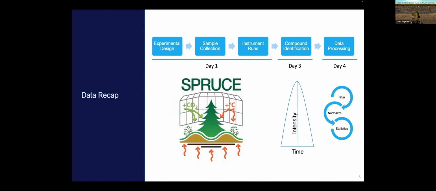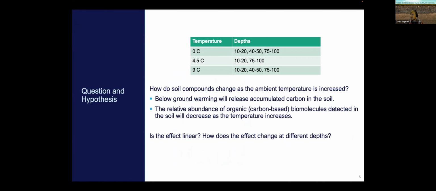Those are things we typically look for: specific biomolecules with a differential abundance, in this case. So back to your data sets with SPRUCE, you've got 3 temperatures at 0, 4.5, and 9 degrees Celsius, and you've got multiple depths: 10 to 20 meters, 40 to 50 meters, 75 to 100 meters. You'll notice that we don't have the 40 to 50 meters range for the 4.5 degrees Celsius in this data set.